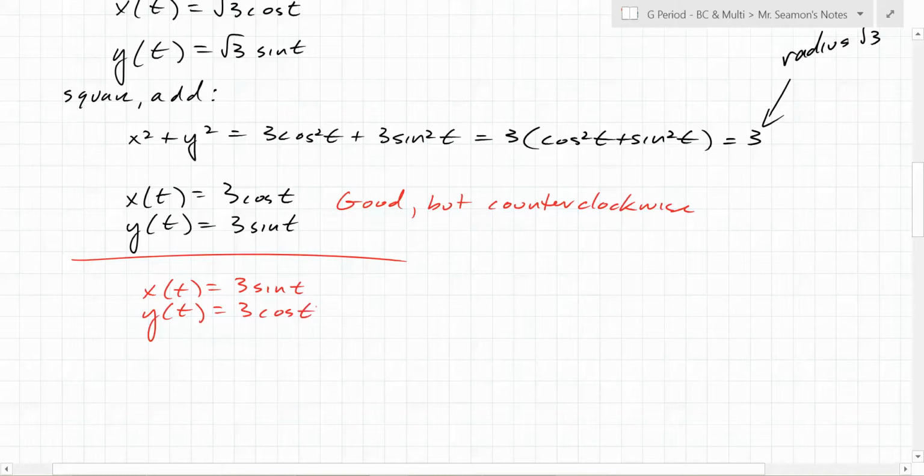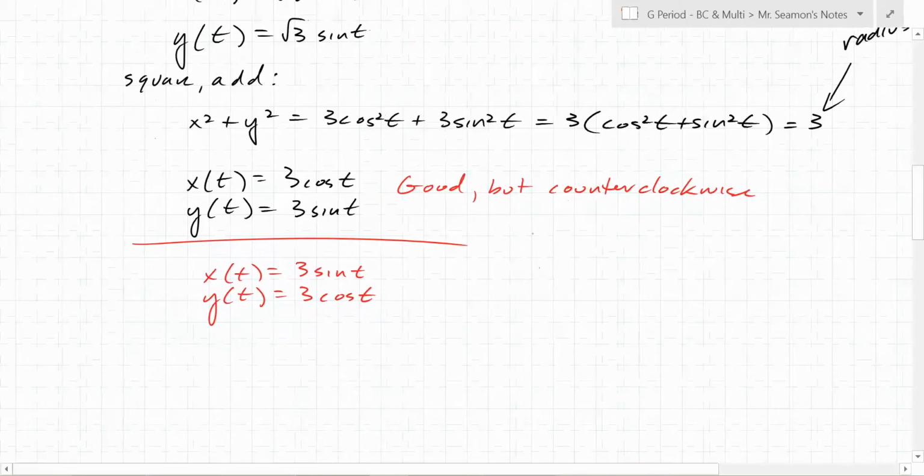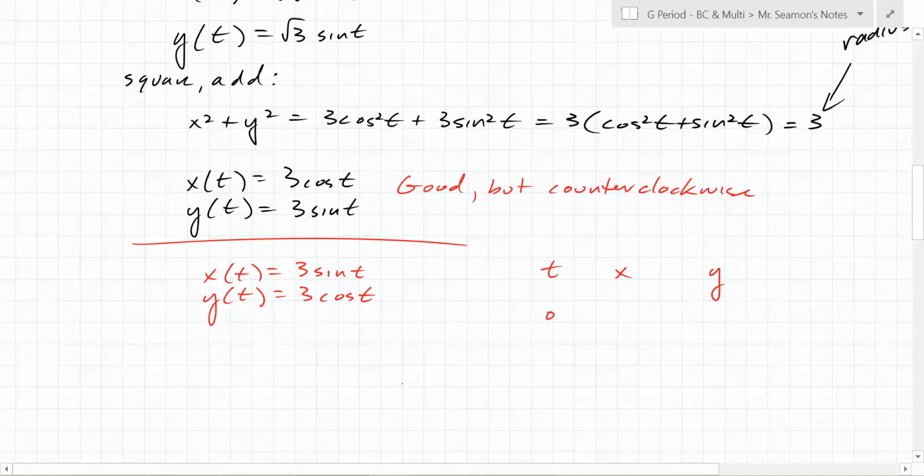Does that change anything about the simplification, the unparameterization? No, it doesn't. But does it change the direction? Well, let's check. Let's make a table here with t, x, and y. At time equals 0, what's sine of 0? 0. What is cosine of 0? 1. So 3.